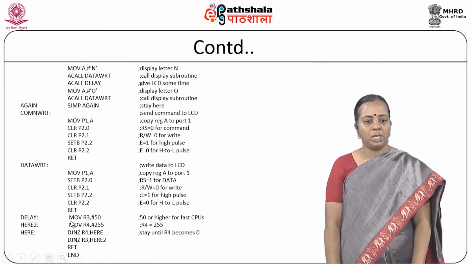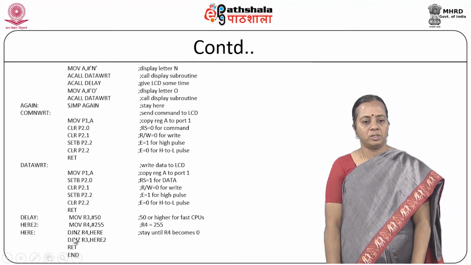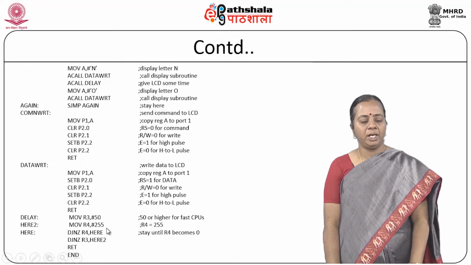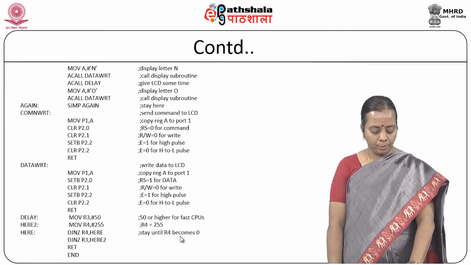So, the delay routine which we have written over here is one where R3 is moved with 50 and R4 is moved with 255. First R4 is decremented with DJNZ R4, because it is a nested loop. If R4 is 0, R3 is decremented once. So the loop is rotated 50 into 255 times, with no work done, which generates a delay so that the LCD will recognize the command and process it.